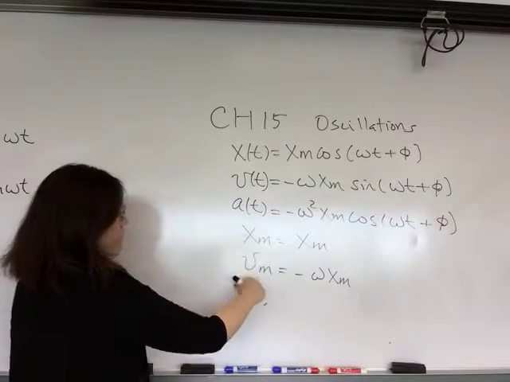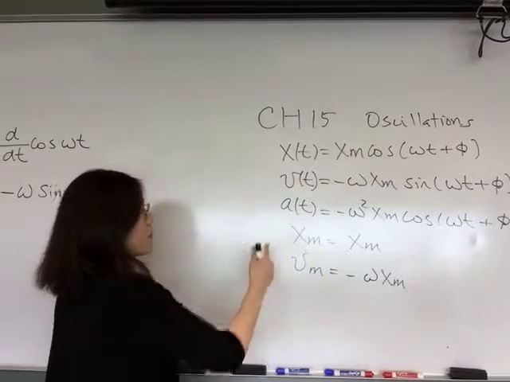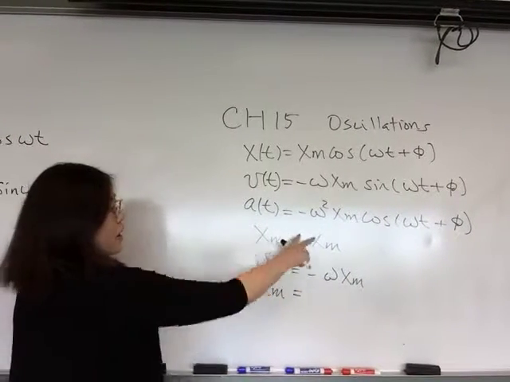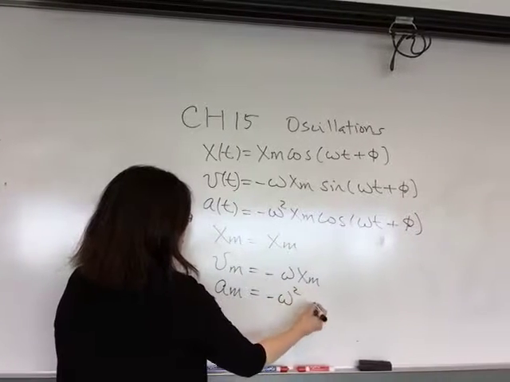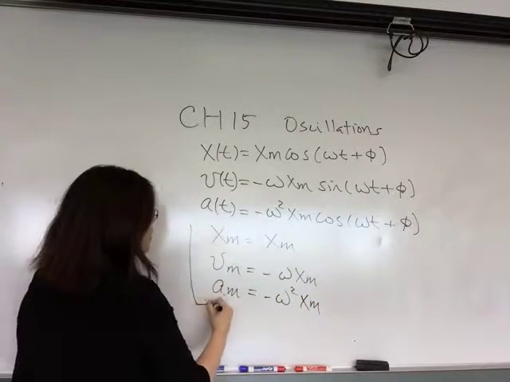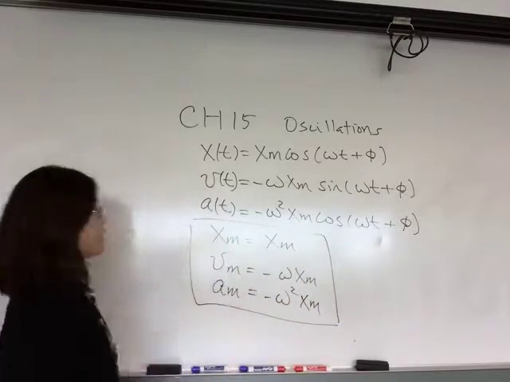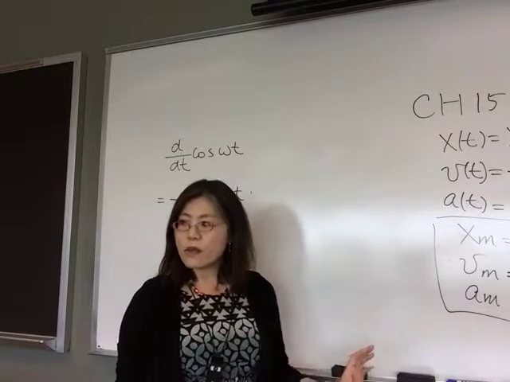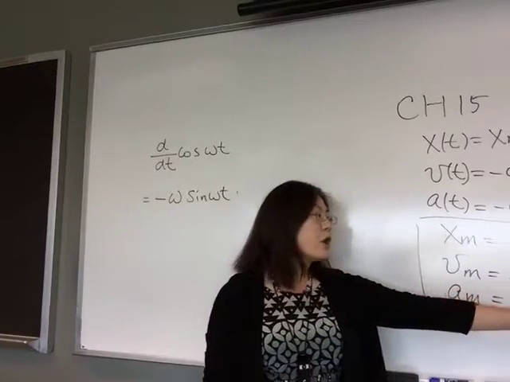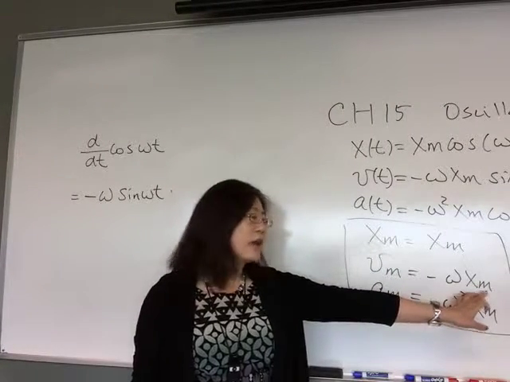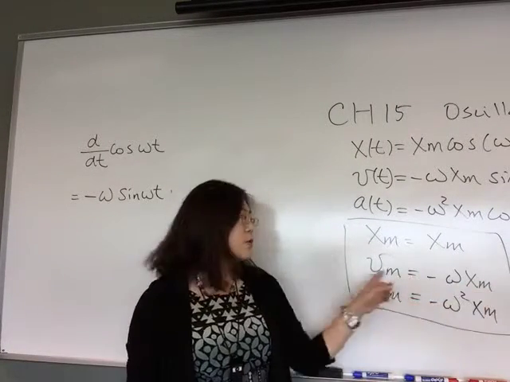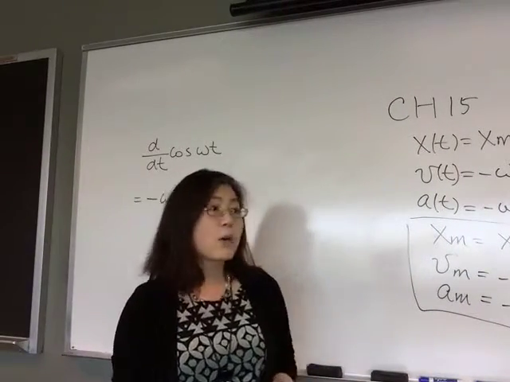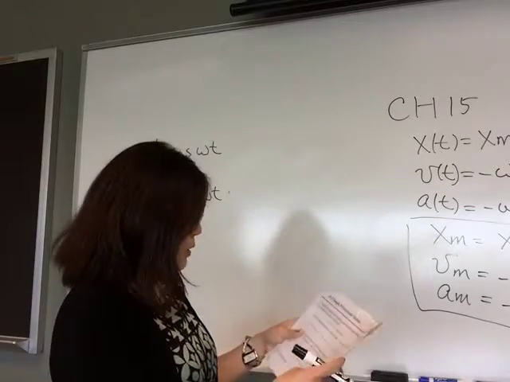So you have your xm, and vm is equal to negative omega xm. Now let's look at acceleration. Acceleration also has an amplitude. The acceleration amplitude is simply equal to negative omega squared xm. So these are the things that you need to know. This relates how the amplitudes of various quantities relate to each other. Once you know the angular frequency and the displacement, you can find out the velocity amplitude, and likewise the acceleration amplitude. So that becomes very useful.